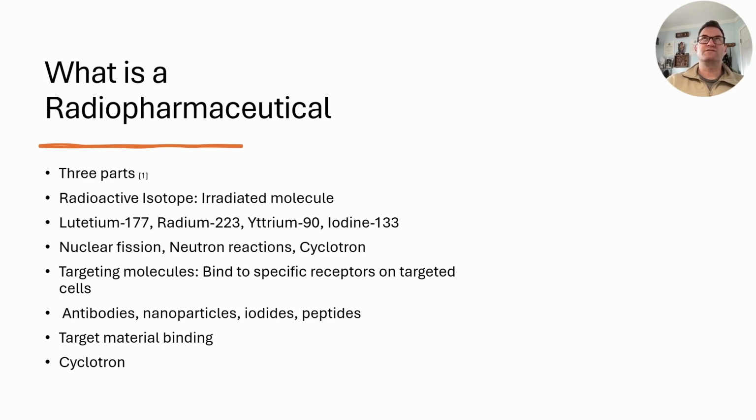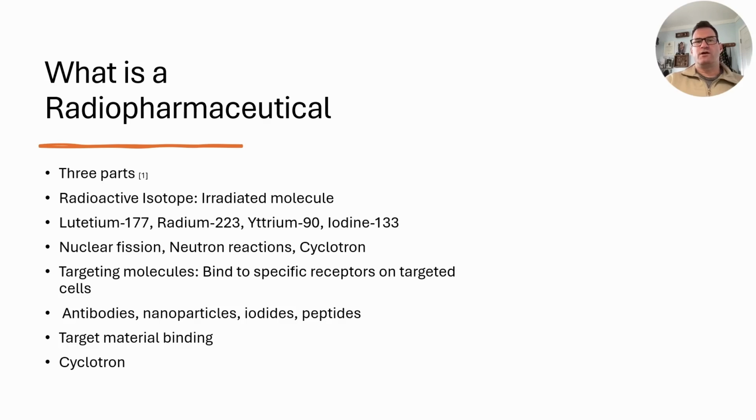Neutron reactions are made from a nuclear reactor, and the cyclotron is a machine that spins very, very fast and adds a lot of neutrons into it. Essentially, they're all made by adding neutrons to the molecule, the beginning molecule.